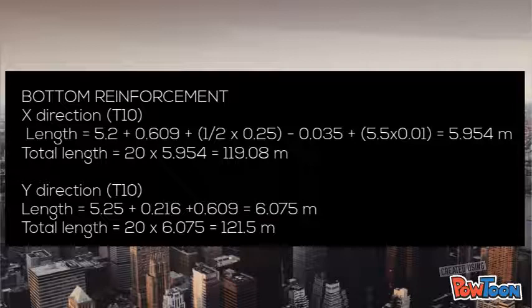For the Y direction, the length is total span plus 2 lapping, where the total span is 5.25 meter, and the first lapping is 0.609 meter, and the second lapping is 0.216 meter. So the total length is 121.5 meter, which is after multiply with 20 number of bar.